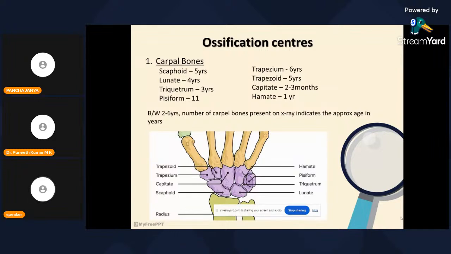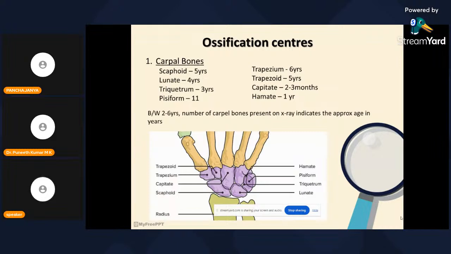Remember the first and second layers, and based on that you can write the months easily. Capitate will be first, at 2 to 3 months, then hamate at 1 year, then triquetrum at 3 years, and lunate at 4 years. Scaphoid and trapezium will be at 5 years, trapezoid at 6 years, and pisiform at 11 years. Based on this, we can give an estimation of age by the ossification centers.